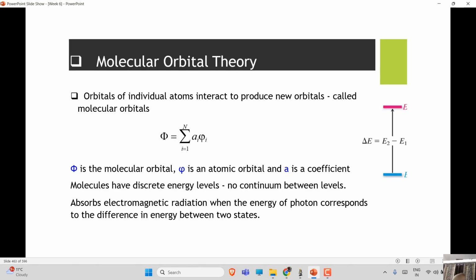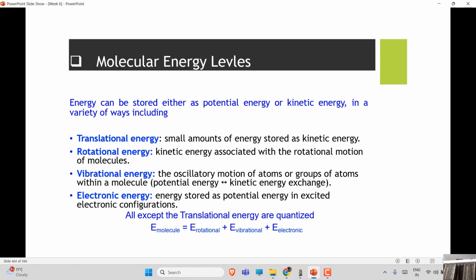Now, orbitals of individual atoms interact to produce new orbitals called molecular orbitals. So, if you can see, this is the molecular orbital sign, and in molecules there are discrete energy levels, no continuum between levels. Okay, so it absorbs electromagnetic radiation when the energy of the photon corresponds to the difference in energy between the two states.